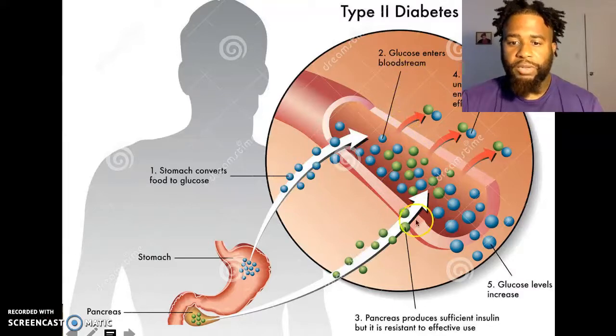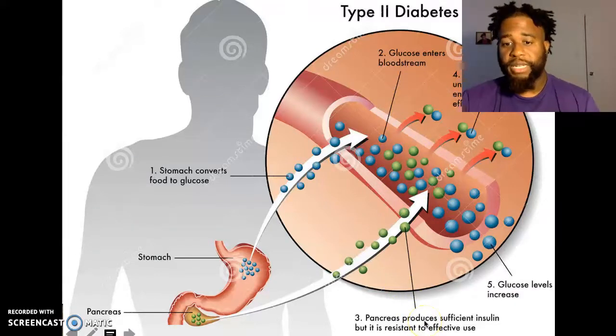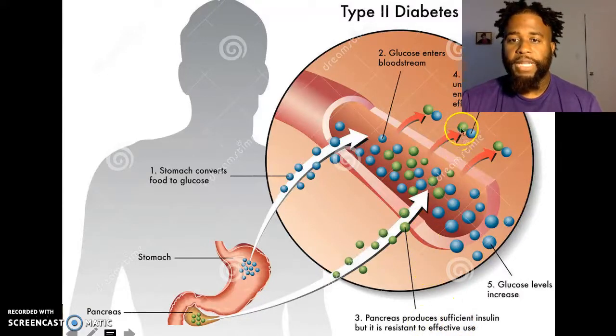As glucose enters the bloodstream, the pancreas produces sufficient insulin but the body is resistant to its effective use. The glucose is unable to enter the body's cells effectively. So glucose levels increase.